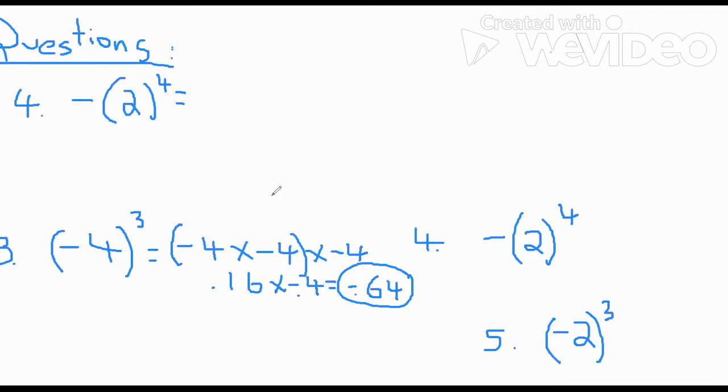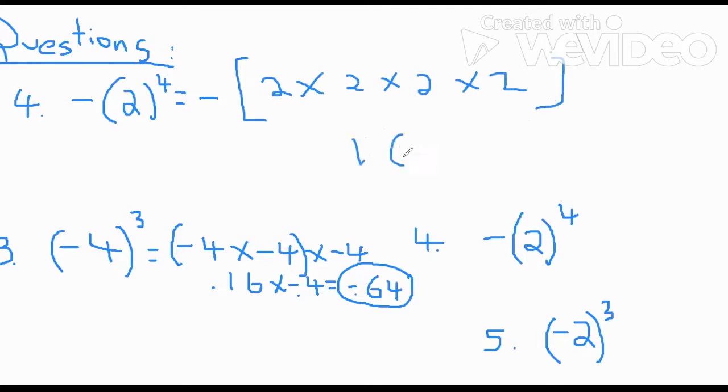Yeah, you're correct. Because this negative is outside the bracket, you just leave it, and then you just work out 2 times 2 times 2 times 2. When you work out all of this, you're going to get 16, and you just write back the -16.